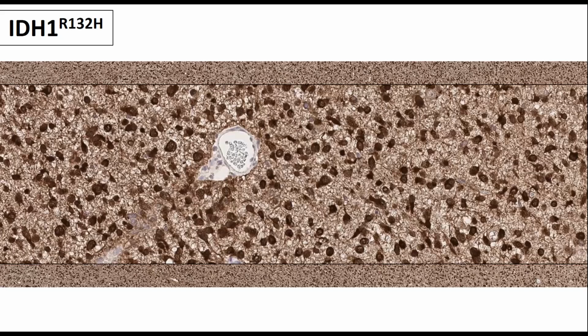Here's the molecular classification. I just love this, showing the IDH1 mutant protein. The canonical mutation R132H, there's the higher power. You can see it's not just artifact staining. You see the blood vessel in the center with the translucent red blood cells, and the endothelial cells surrounding them are negative, just the hematoxylin staining.